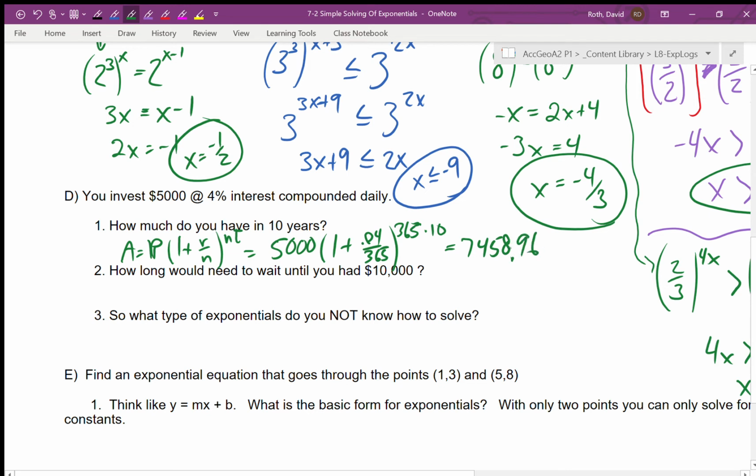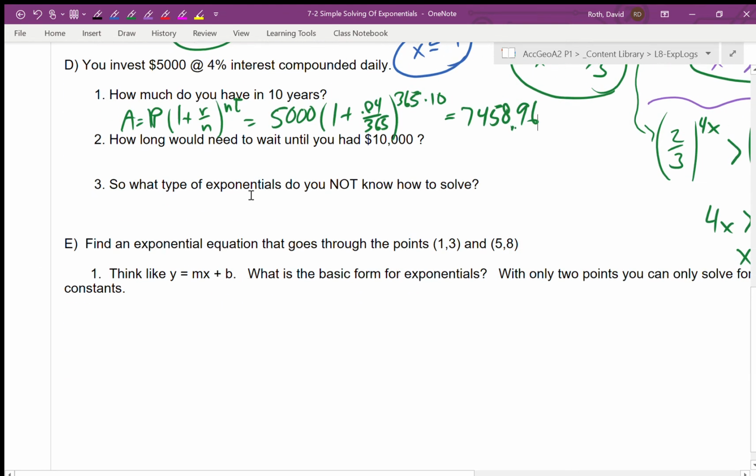7458.96. And hopefully I actually worked that out right. I forgot to say pause. How long would you have to wait until you had 10,000? Oh, that's interesting. What would I do in this? I want the amount in the future, this amount right here, to be 10,000. I still started with 5,000. And 1 plus 0.04 divided by 365. I still got my 365 and t.